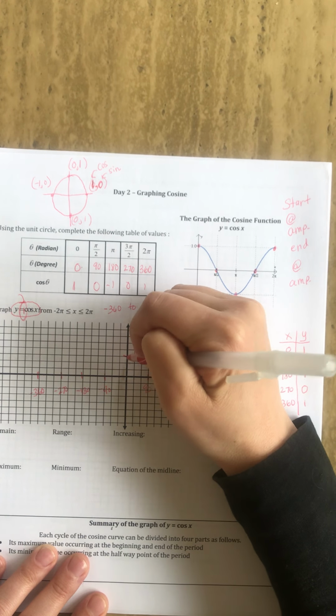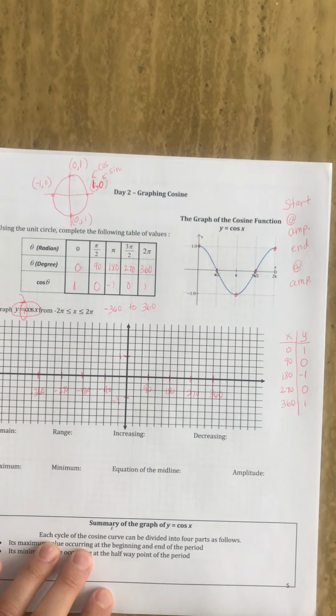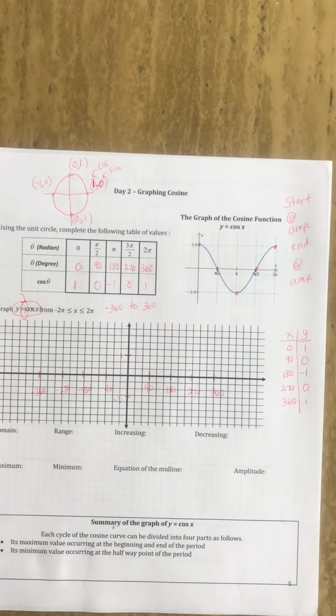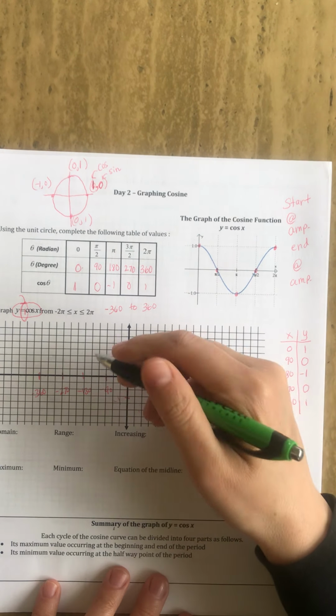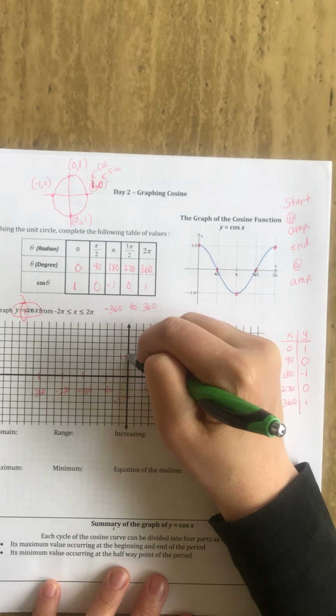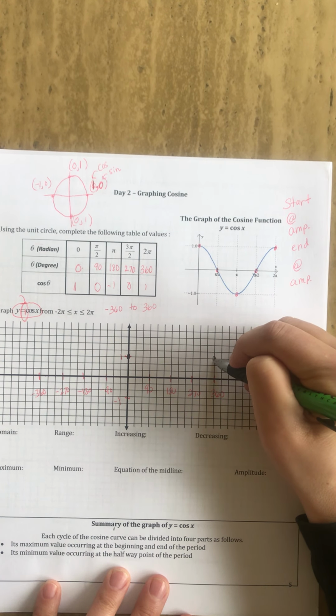1, 2, 3. We're going to start at 1 and negative 1. Okay? So you can go ahead and focus in on graphing your 5 key points first. We're at 0, 1, so we start at the amplitude, end at the amplitude.